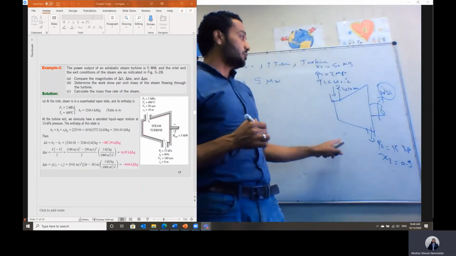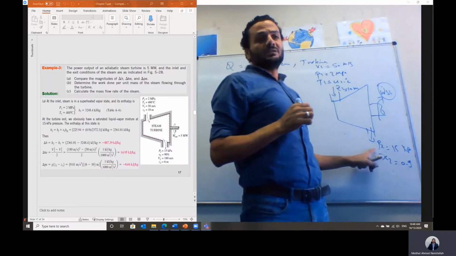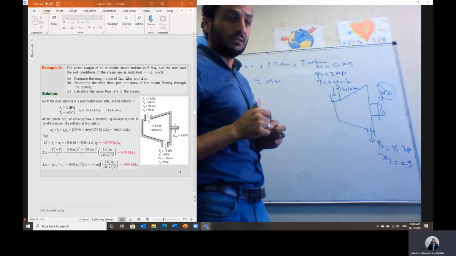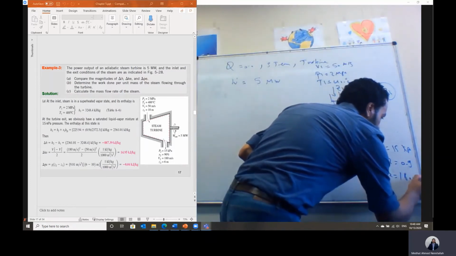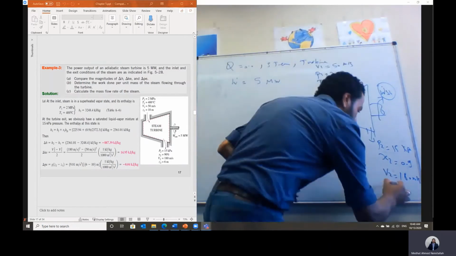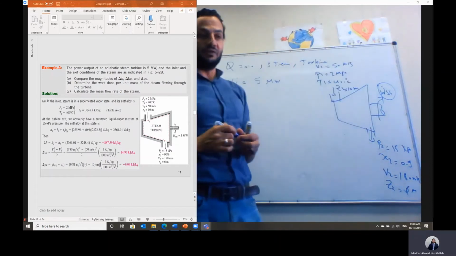So usually the steam after expanding in the turbine leaves the turbine in the saturated mixture state. So usually it is a saturated mixture, so the value of X is given in this case. The velocity V2 is equal to 180 meters per second in this case, and we have the elevation Z2 equal to 6 meters relative to a reference base.